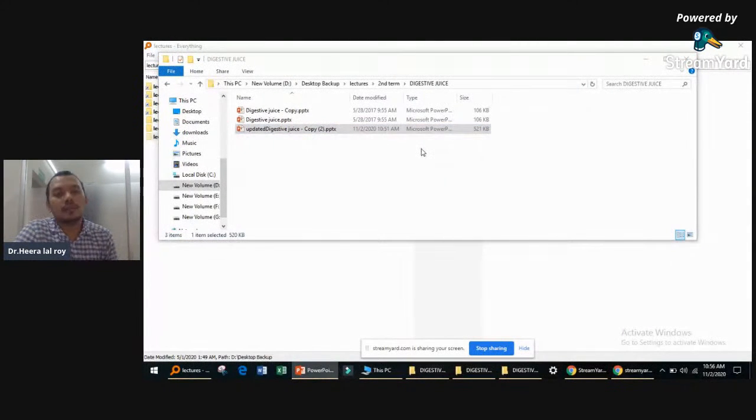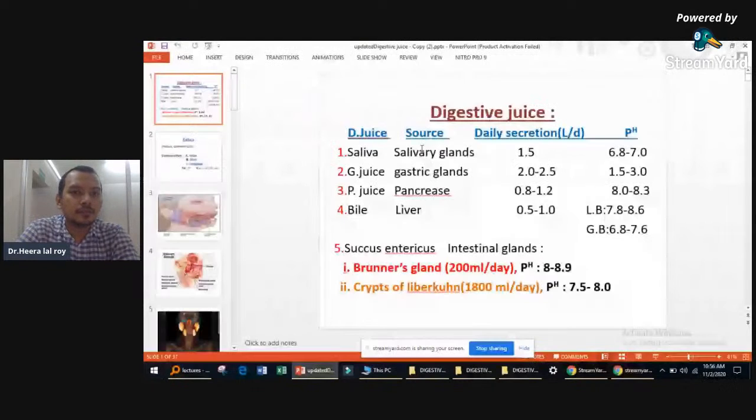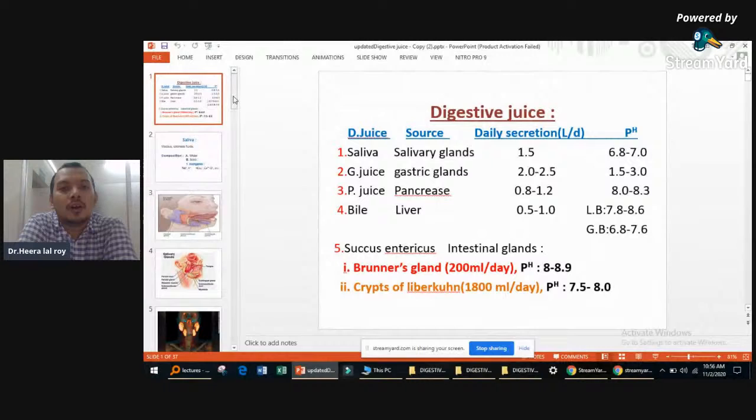I hope you can see it now. So this is digestive juice. Now, what is the importance of learning this? What are the objectives? The objective is, if you want to know any system, you need to know the units of that system, the components of the system. That's why you need to know the digestive elements in the tract.